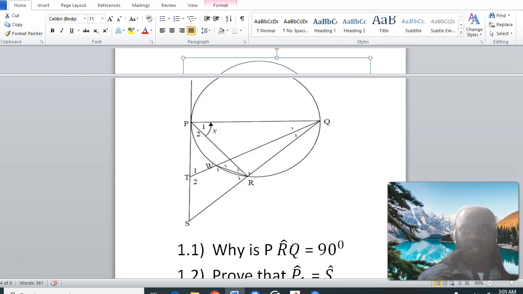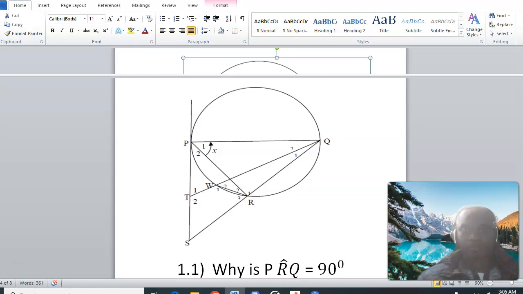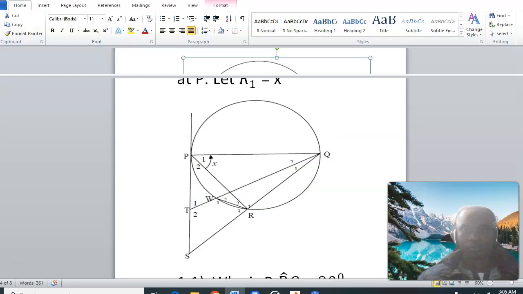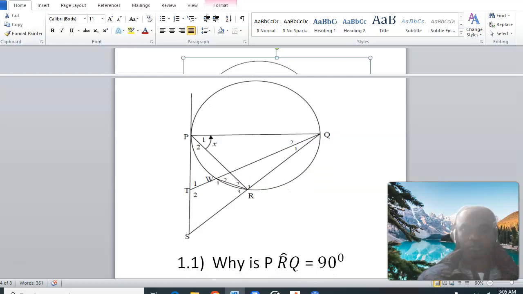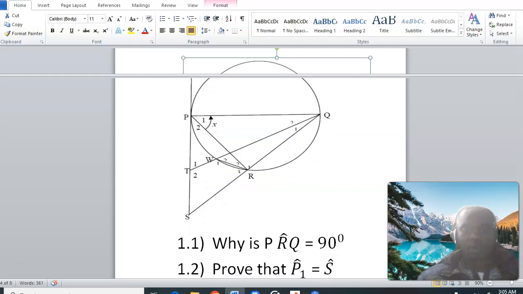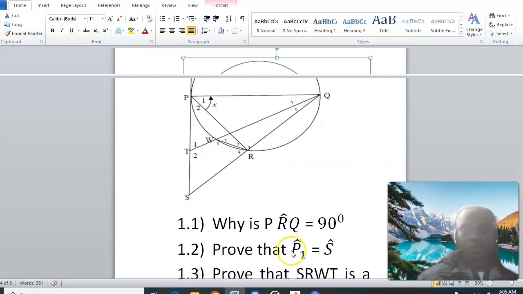So this is the diagram. Then question number 1, why is PRQ equal to 90? Question 2, prove that P1 is equal to S.